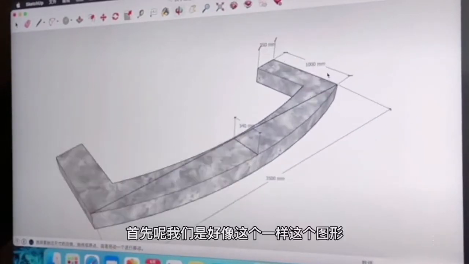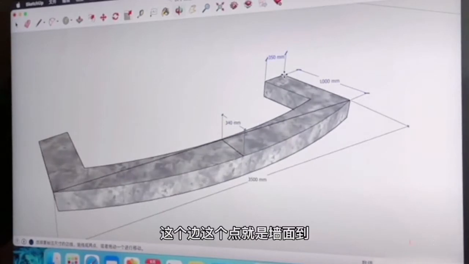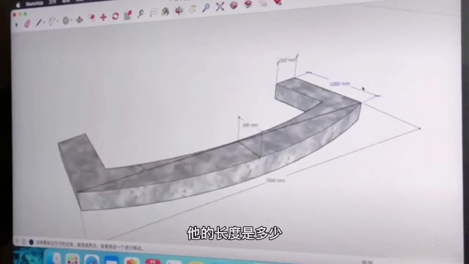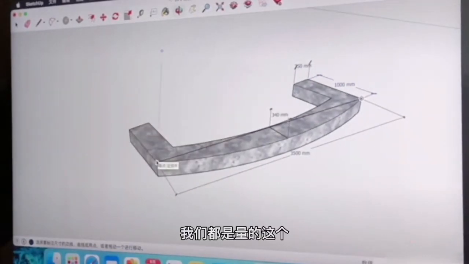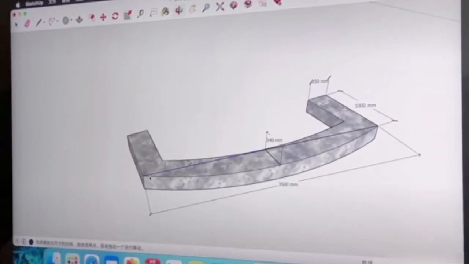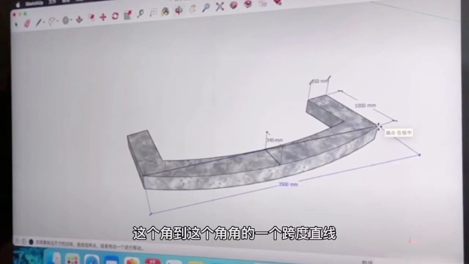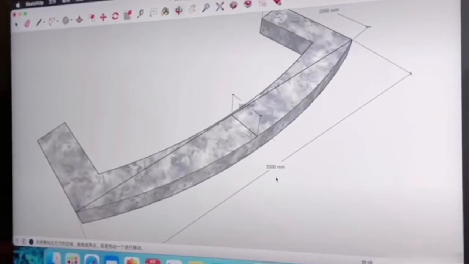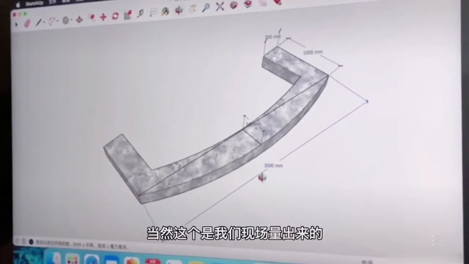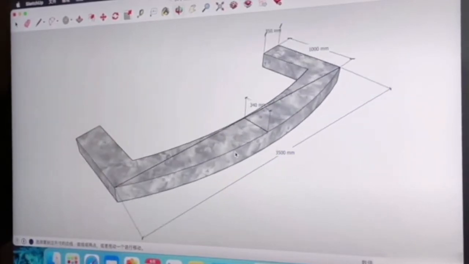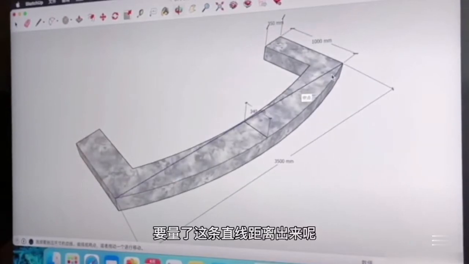First, we measure the length from the wall to the first corner point. Both sides are measured. The length of the outer edge is measured, and then we measure straight across between the outer corners of the balcony. In this case, the straight line of the band is 3,500 millimeters. Please note that all these dimensions need to be measured on site.